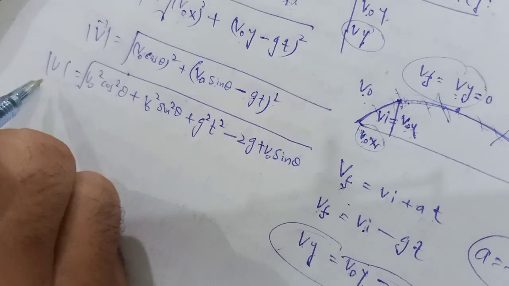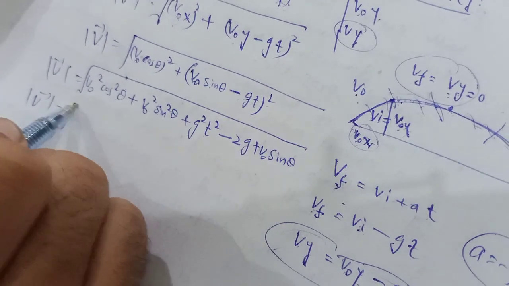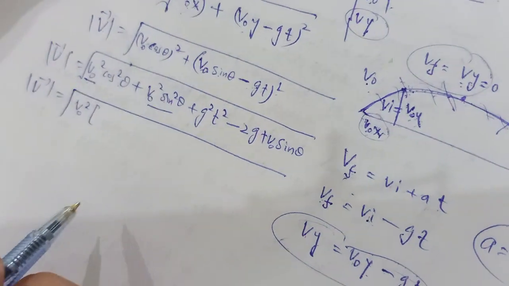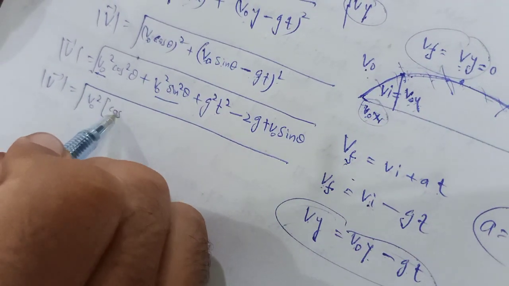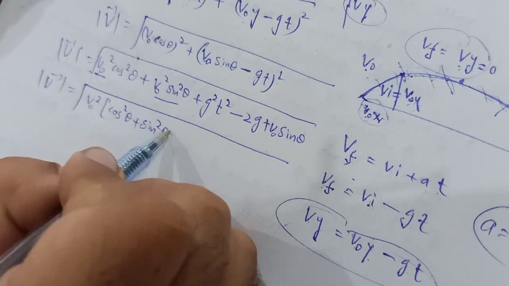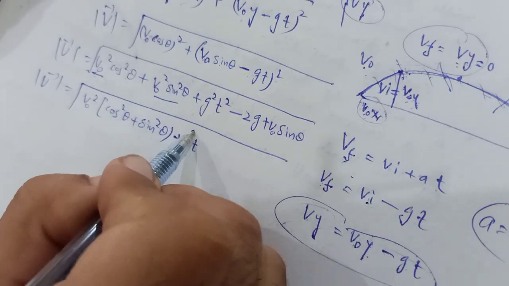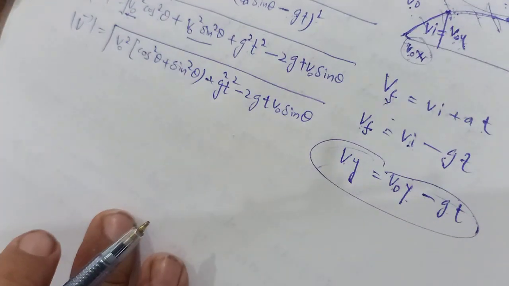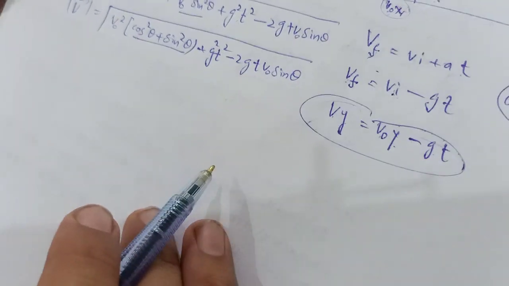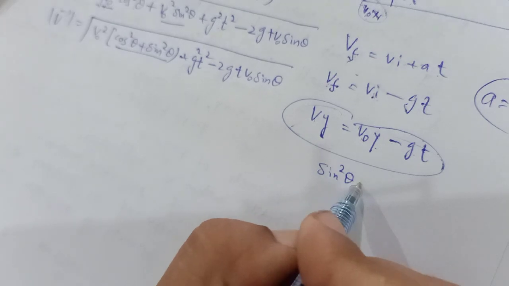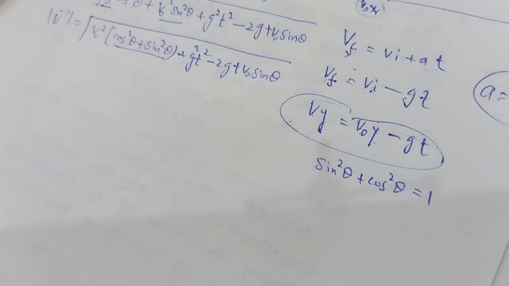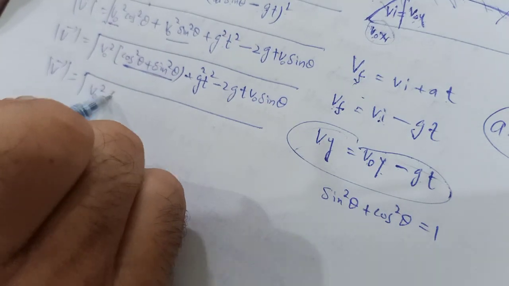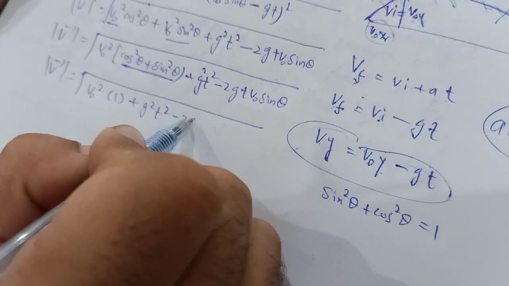Right? Now, as you see, in this equation we have some common terms. In these two values, we have V0 square as common. So, taking V0 square common, we are left with cos square theta plus sin square theta, and the remaining terms are left as they are: 2gt V0 sin theta as it is. Now, this is a mathematical identity. In trigonometry, we have studied that sin square theta plus cos square theta is equal to 1. So put 1 over here. This thing is equal to 1, so we are left with this value.